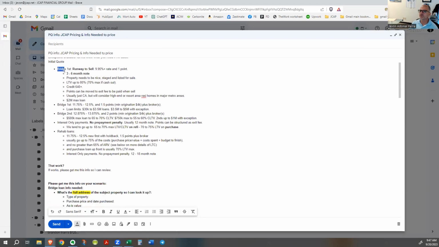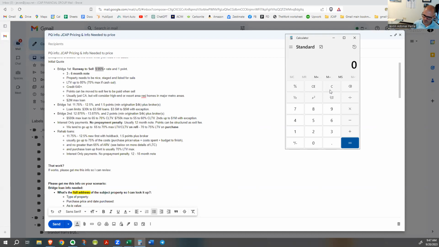The first one is a bridge runway to sell product, and 9.95 is the interest rate, interest only. And that means that if it's a $1 million loan, then 9.95 is the yearly interest. So let's say $1 million times 0.0995, that's $99,500 for the year.